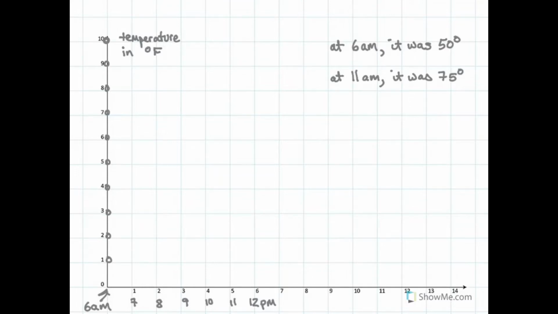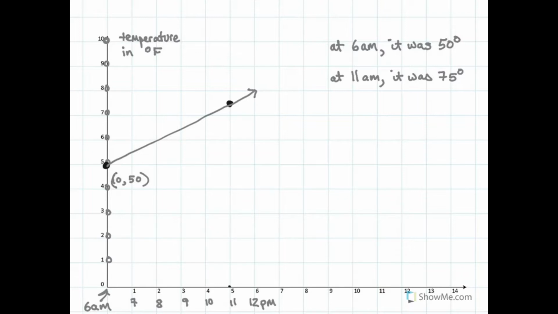Suppose I want to graph the temperature on a certain day. At 6 a.m., which is going to be my starting point, the temperature was 50 degrees, so I could mark it right here on the y-axis. And at 11 a.m., which is over here 5 hours later, it was up to 75 degrees, halfway between 70 and 80, so there's another point. If the temperature were climbing in a linear fashion, I would be able to draw a straight line between those 2 points. And let's just focus on that starting point, which is at 0, 50.